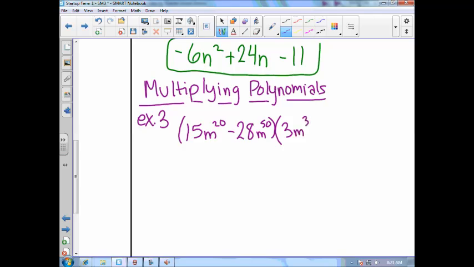Okay, how about this? Yeah, we'll just do it that way. 3 times 3m cubed minus 2m. Okay, multiplying. Multiplication behaves differently than addition and subtraction. Okay? Raise your hand if you can tell me how we go about doing this problem if we're supposed to simplify it. Arbor?